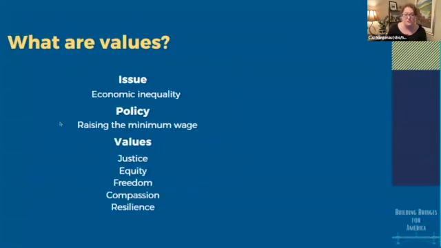So first, what are those values? We hear about those values, and I showed you a big long page of a bunch of values. So what are they? How do you find out what the values are that are really important to you? So values aren't issues and values aren't policy, right? So economic inequality is a very important issue, right? The policy behind that could be raising the minimum wage, right? That's very important. I hope it is very important to you.